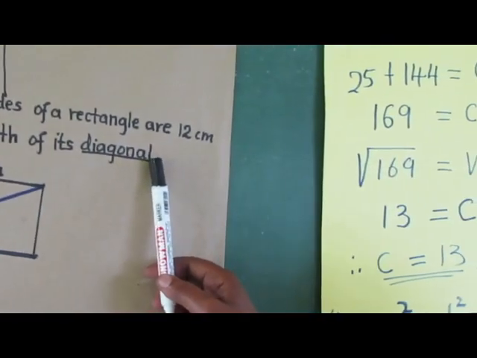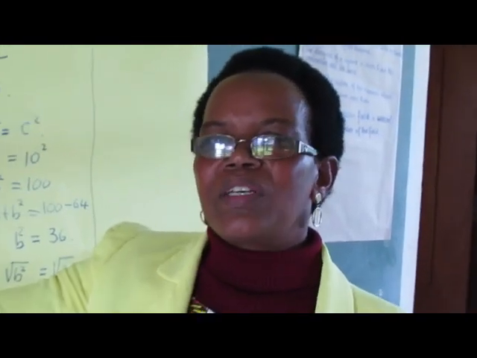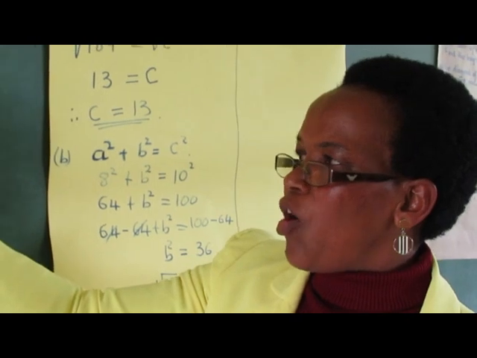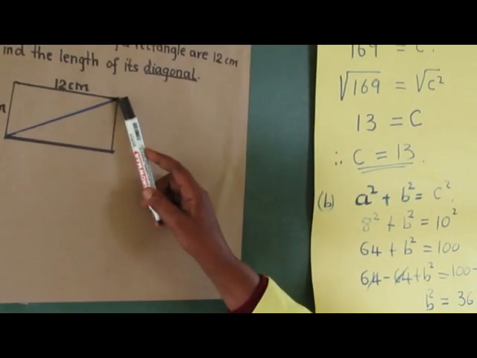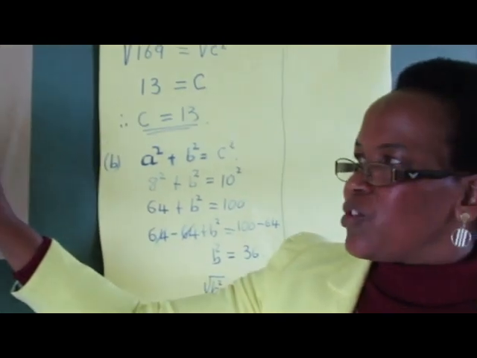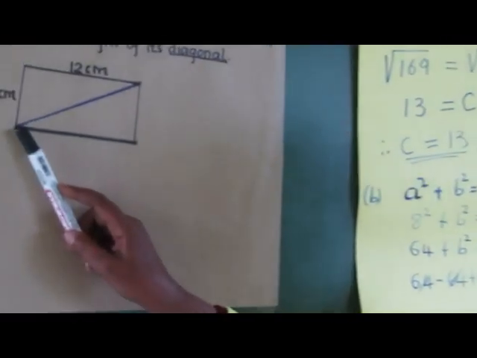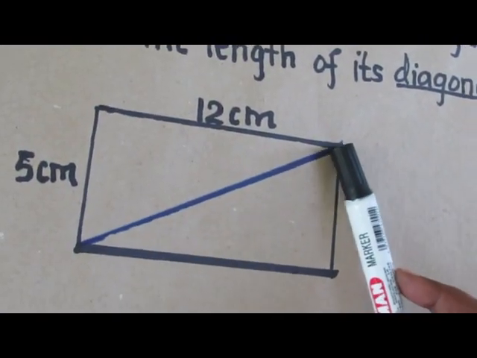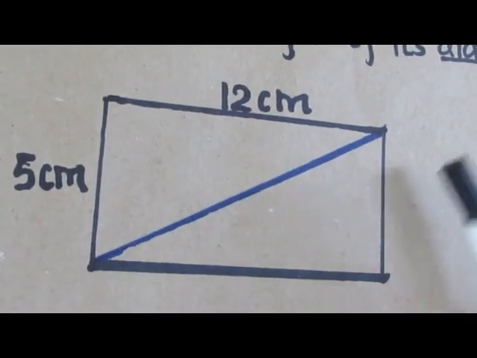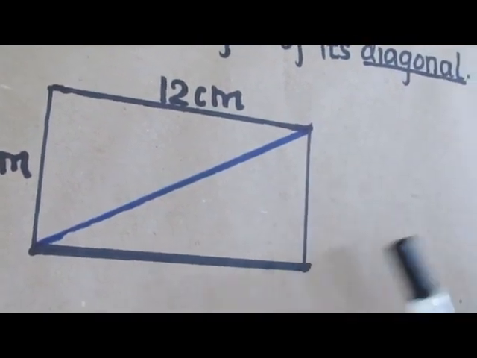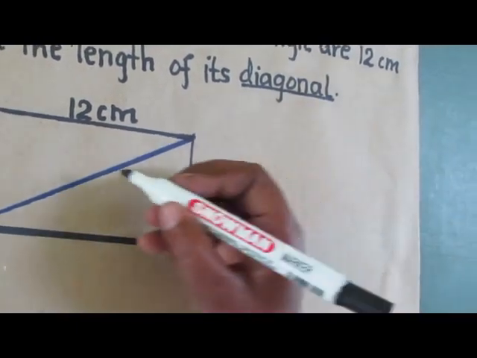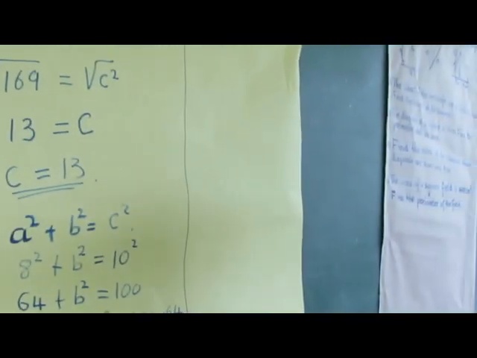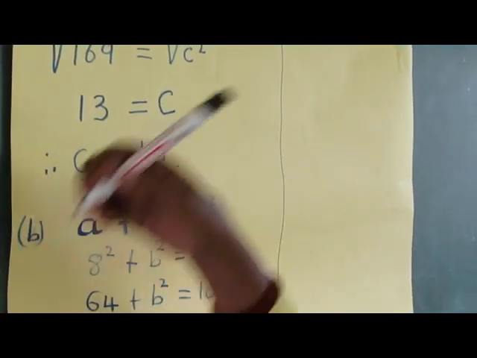Students, who can define a diagonal? Good. A diagonal is a straight line which joins the opposite corners of a four-sided figure. So this is our diagonal. It joins the two opposite angles or vertices of a rectangle or a square. So this is our diagonal, and let us call this diagonal c. Now what is missing in this second example is the hypotenuse.